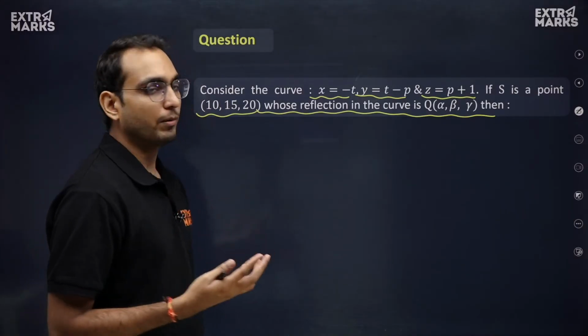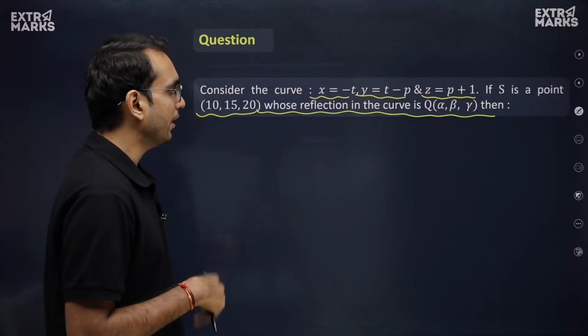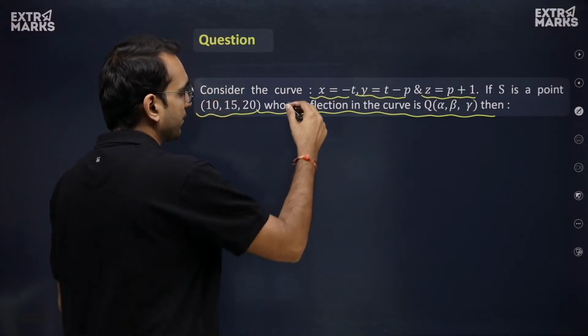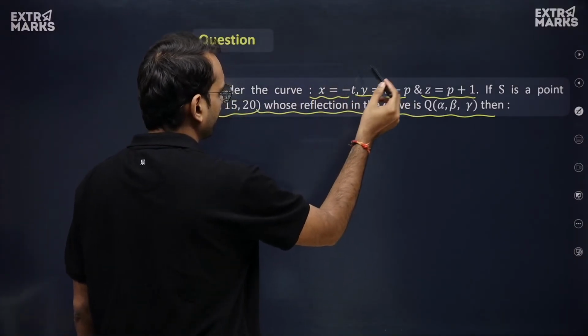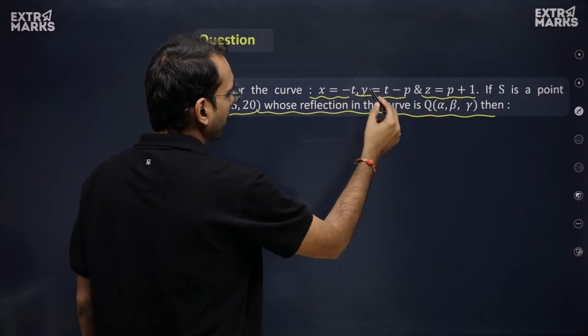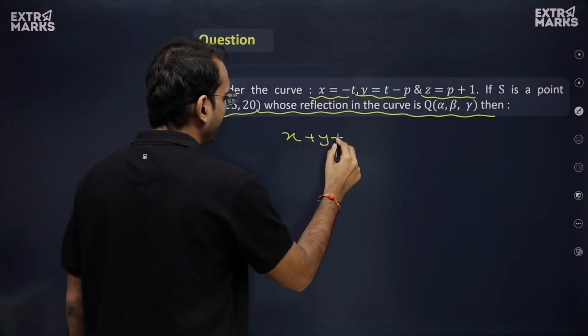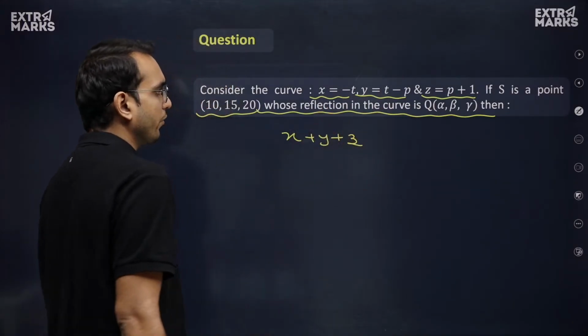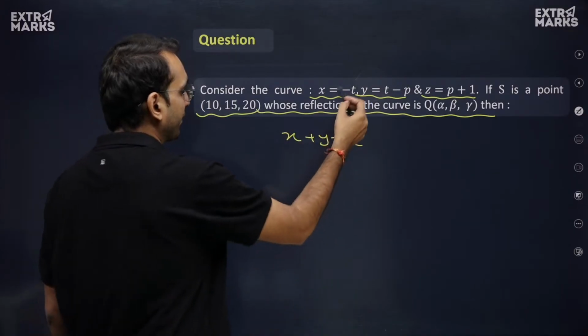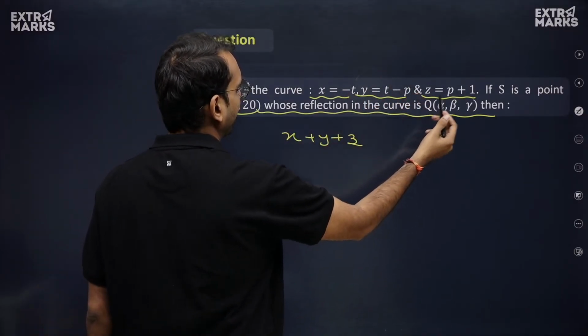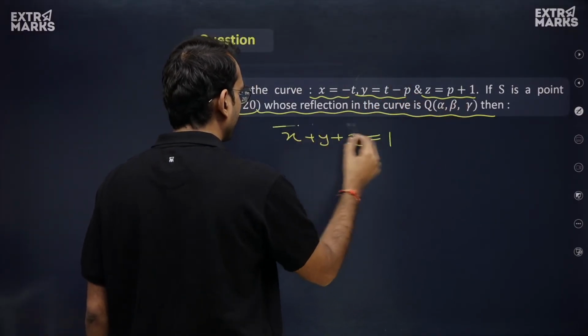And then we can apply the formula of the reflection which we know directly by heart. So just see, there are two variables, t and p. Just by adding these three equations, that is x plus y plus z, minus t will get cancelled by t, minus p will get cancelled by p, so it will be 1. So this is the plane.